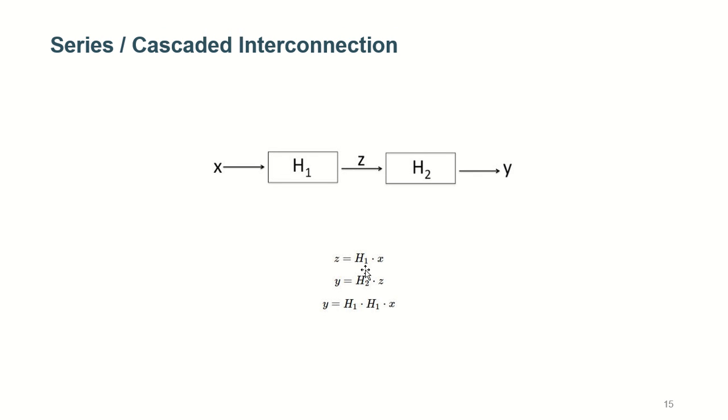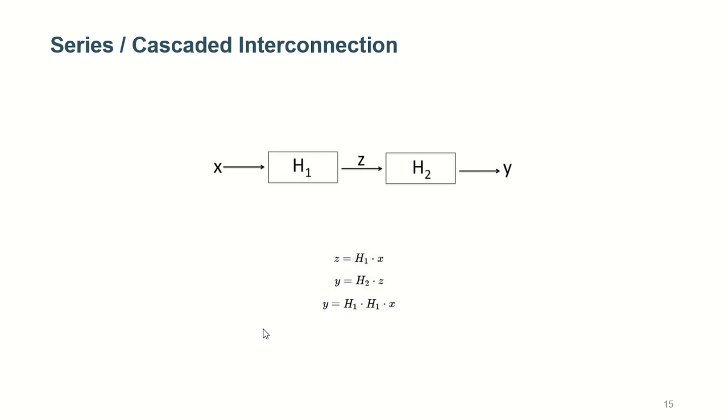So z will be h1 into x, right? Same as what is y for h2, y is the output for h2. And what is the input for h2? H2's input is z, so you can represent it this way: y is equal to h2 into x.